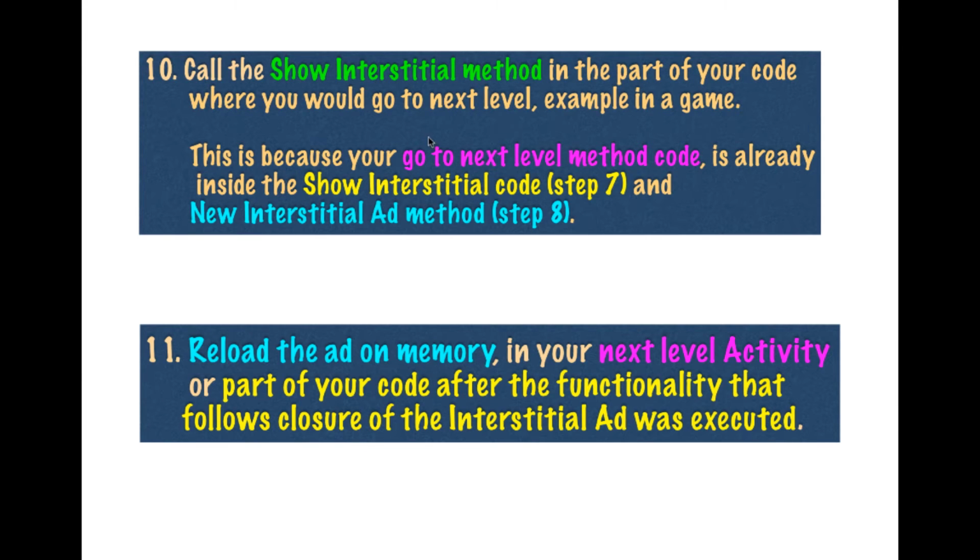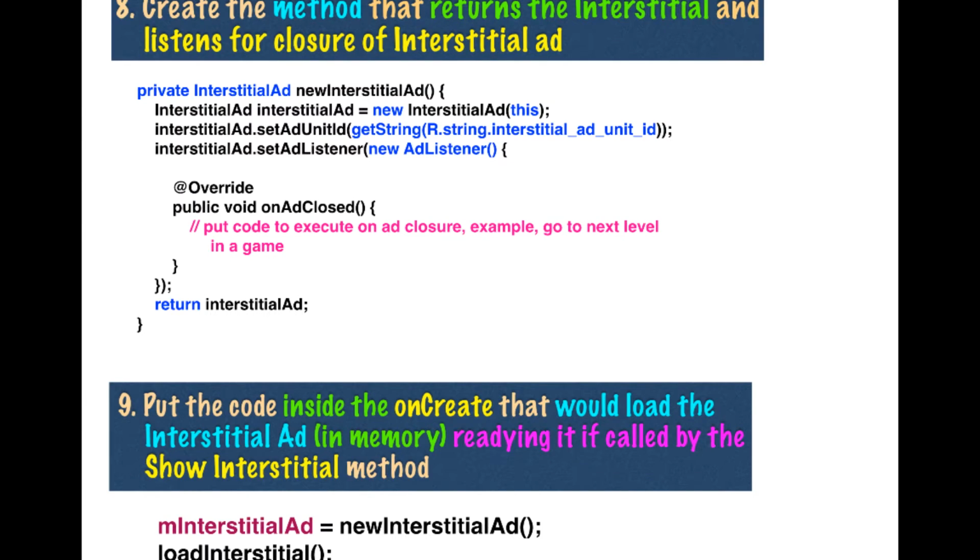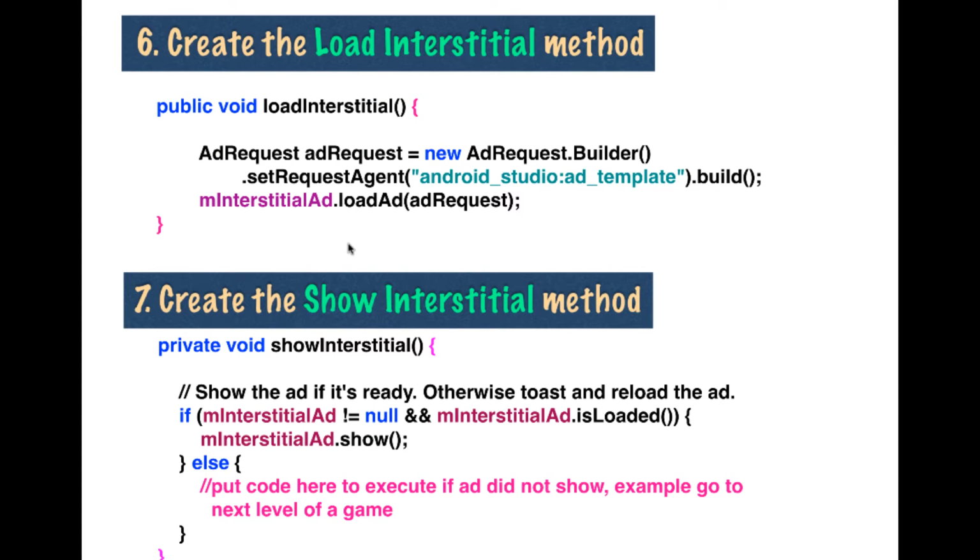So you put that part of the code where you go to the next level of the game. This is because your go to the next level method code is already inside the show interstitial code in step 7, as I have shown before, and the new interstitial ad method in step number 8. So here, let's go to number 7. It's here. If the ad did not show, you go to the next level of the game.